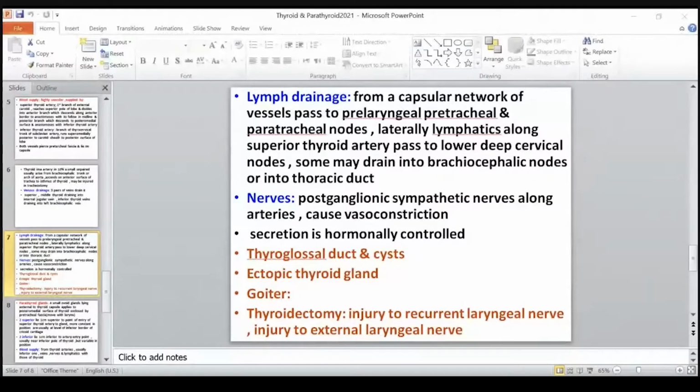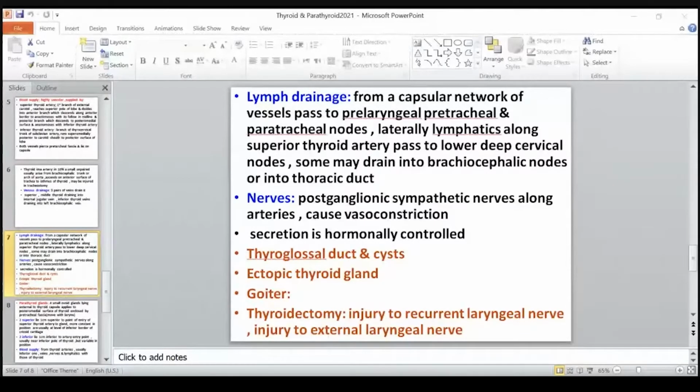If it is a tumor, a cyst, an infection, inflammation, or due to iodine deficiency, any change in the size of the thyroid gland due to any cause, whether it is one lobe, the whole gland, or part of it, we call it goiter.